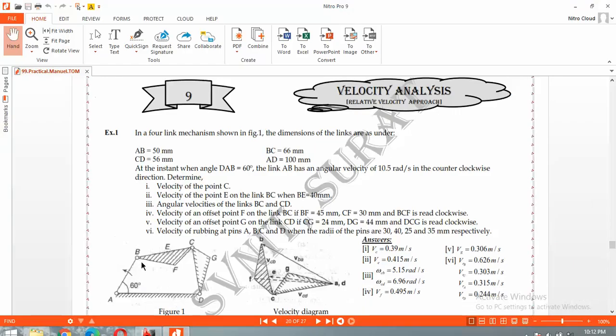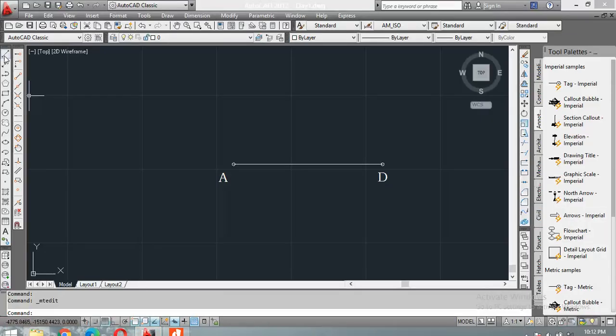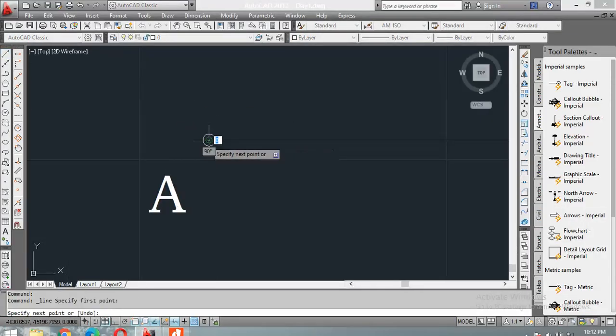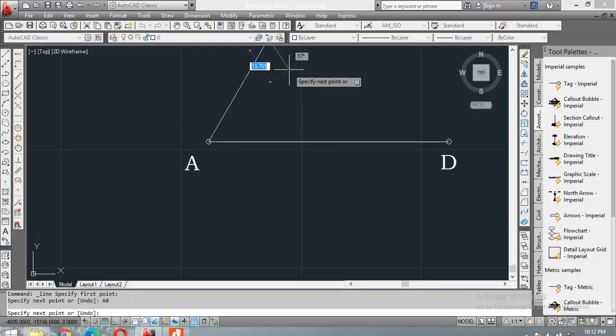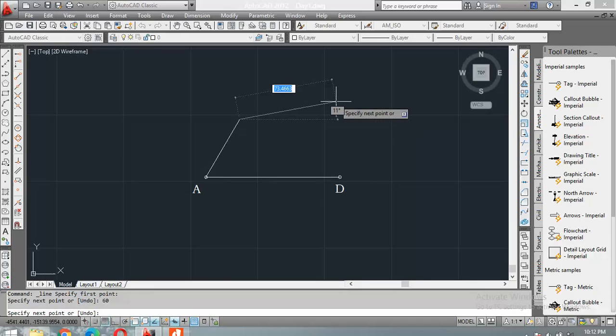Now for the next link, we have to choose the link whose angular position is given. Here the angular position of AB is given, which is 60 degrees with AD. So next we will target the AB link, whose angular position is given, and length is also given, 50 mm. So let us draw the AB line with 50 mm length and at a 60 degree angle. Okay, because it is given. So this link is also complete.